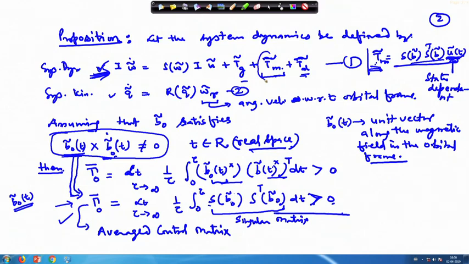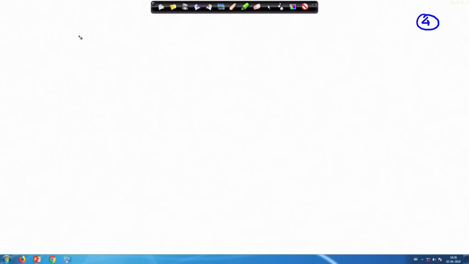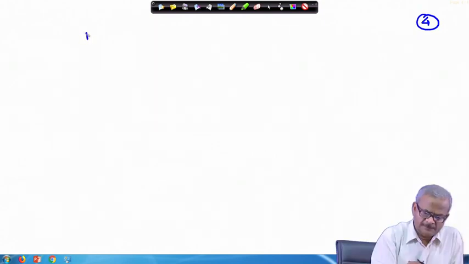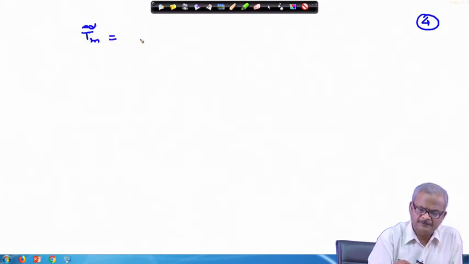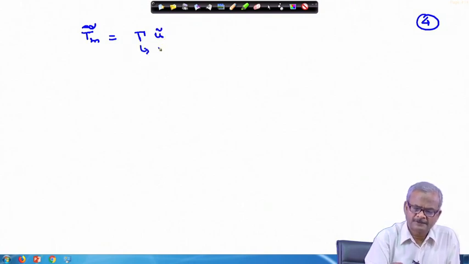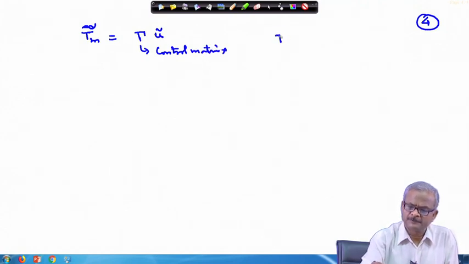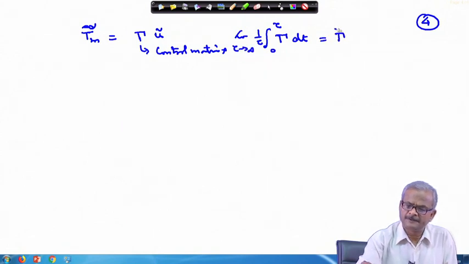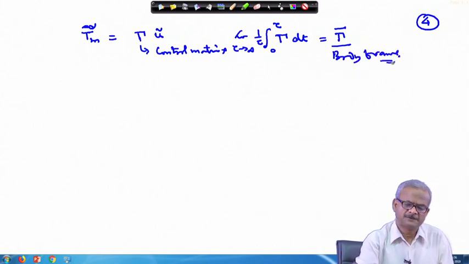Okay, so this particular part, what we are doing, that we have written this as T, the magnetic torque. This can be written in terms of tilde matrix notation as gamma, this in the body frame, times U tilde, where gamma is the control matrix. And then this is averaged. So, once you average this, so this is gamma dt from 0 to tau, 1 by tau, limit tau tends to infinity, and this part we are writing as gamma bar. So, this is also in the body frame. So, this is the description.